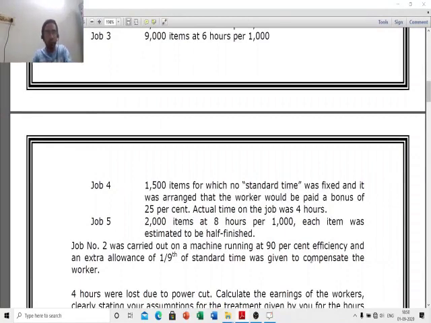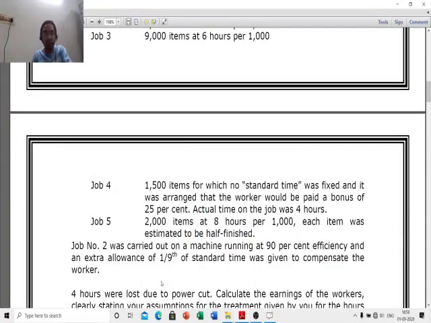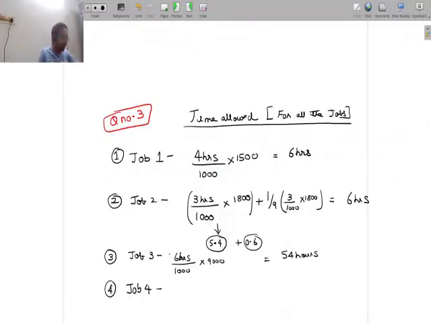Then let's look at job 4. Job 4, we should take note of what is given. 1,500 items for which no standard time was fixed. Actual time was 4 hours. 25% bonus is given. So what we should say is, when you don't have any time allowed given to you like this, and actual time taken is 4 hours, and they are giving 25% bonus, what it means is they are basically saying you have taken 4 hours, but we are willing to pay you for 5 hours.